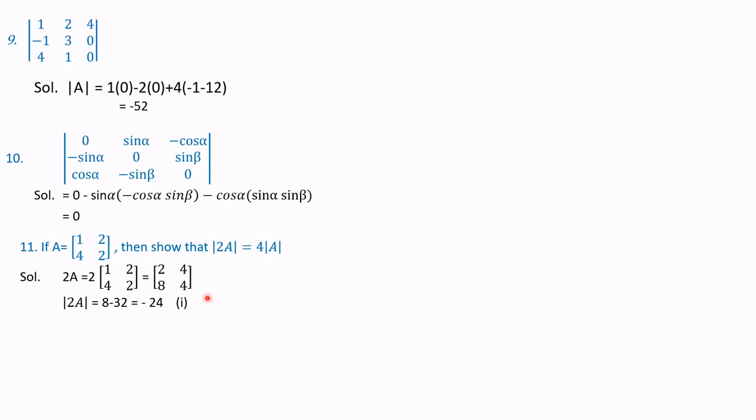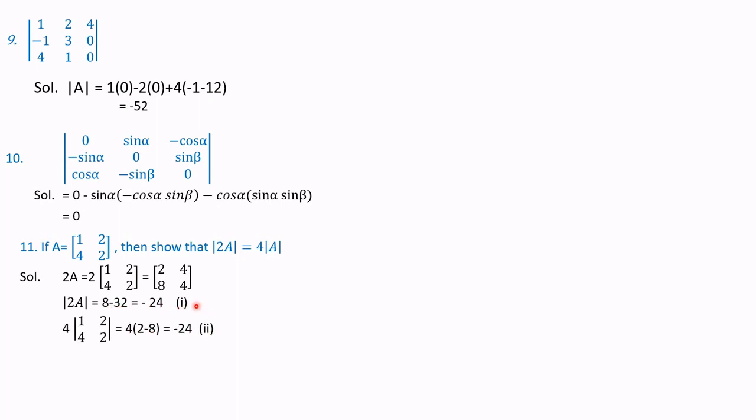Therefore, determinant of 2A is 2 into 4 is 8, minus 4 into 8 is 32. So, 8 minus 32 is minus 24. Let it be equation 1.